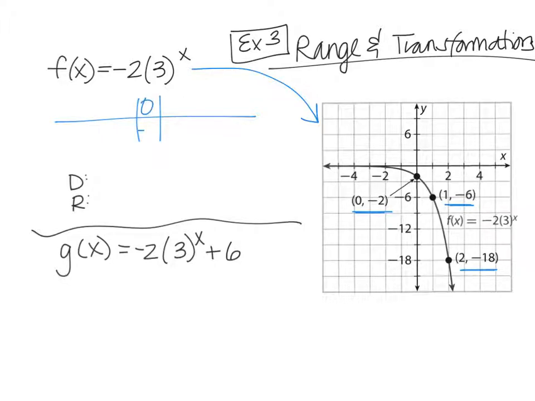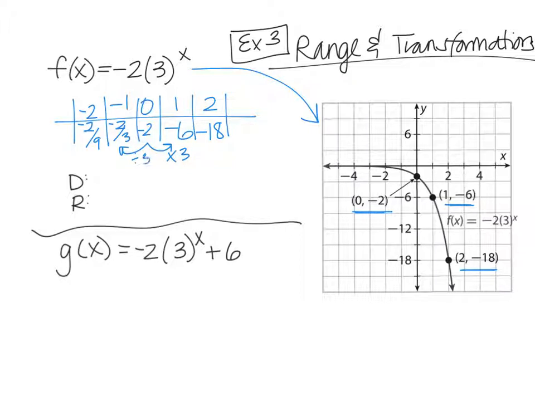So we have a 0, -2, and you could have figured this out on your own, right? Multiplying by 3, we get -6. 2 gives me -18, and then if I go backwards, I can divide by 3, so -1 becomes -2/3, and I'll do another one just for good measure, -2/9. Remember, that's because the pattern forward is multiply by 3, backwards is divide by 3.